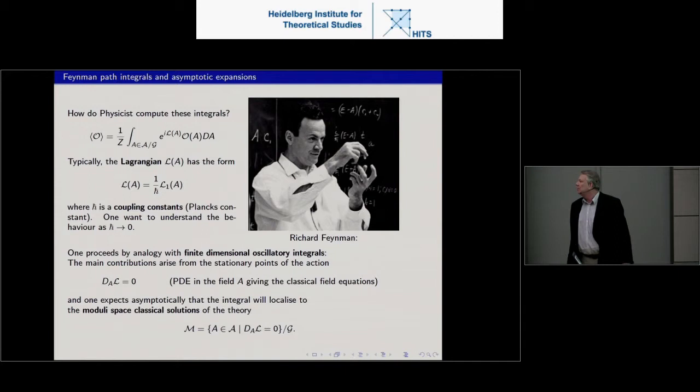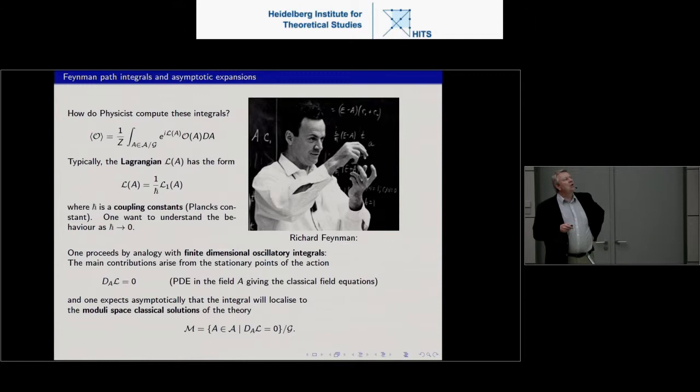Therefore, you look at this Lagrangian and at all of the places where its derivative is zero. This typically becomes a PDE in the field, and this describes the classical evolution of the field. So you look at all the fields for which the derivative is zero, and because L is G invariant, this is preserved by the big group G that's acting, and the quotient space is exactly the moduli space of classical solutions.